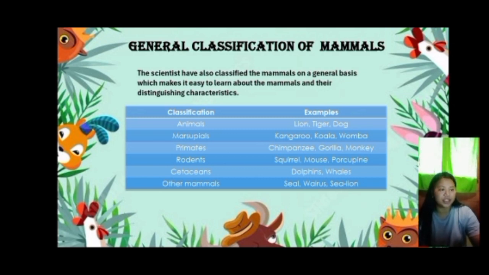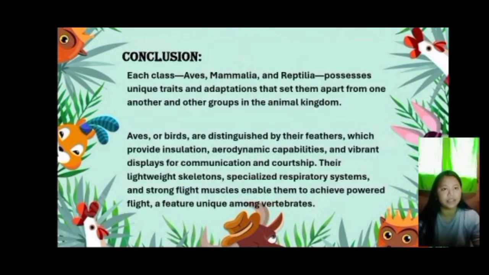Ang sa primates are chimpanzee, gorilla, monkey. Ang sa rodents are squirrel, mouse. Tapos ang sa cetaceans are dolphins, whales. Ang sa other mammals are seal and sea lion, and many more.